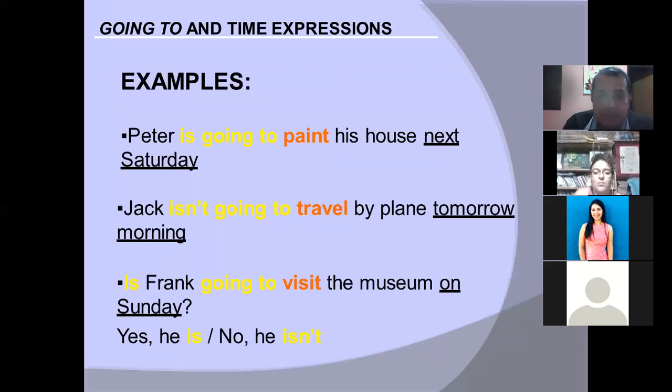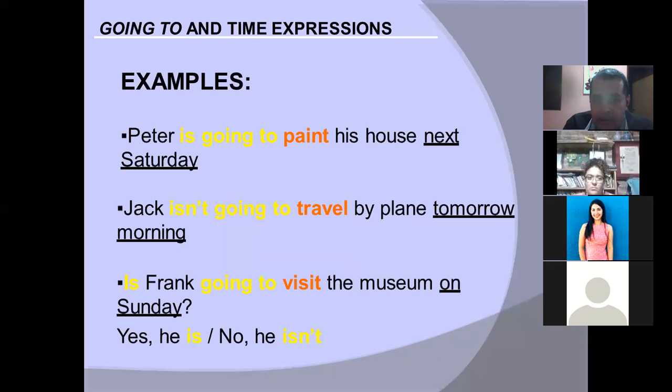Okay, and now, observe please. We have some examples here. Peter is going to paint his house next Saturday. Jack isn't going to travel by plane tomorrow. And now this is a question. Is Frank going to visit the museum on Sunday? Yes, he is. No, he isn't.